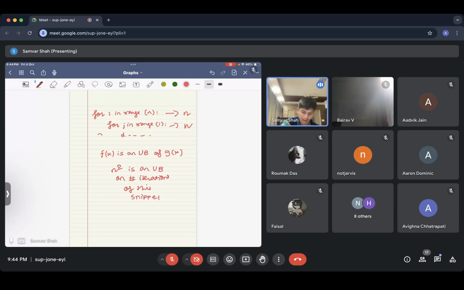Thus, we say the runtime of this is O of n squared. That means in the worst case, it's going to be n squared, asymptotically n squared.